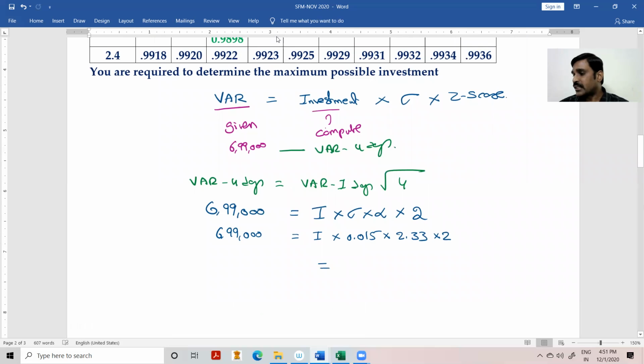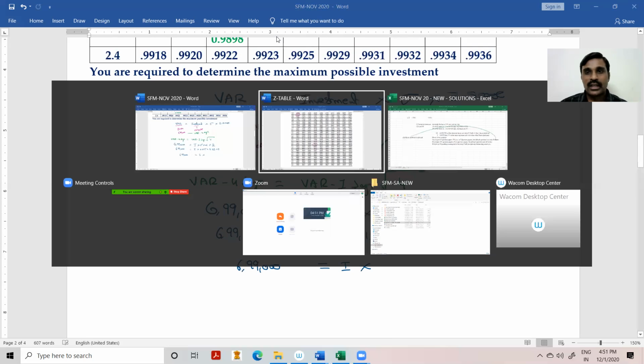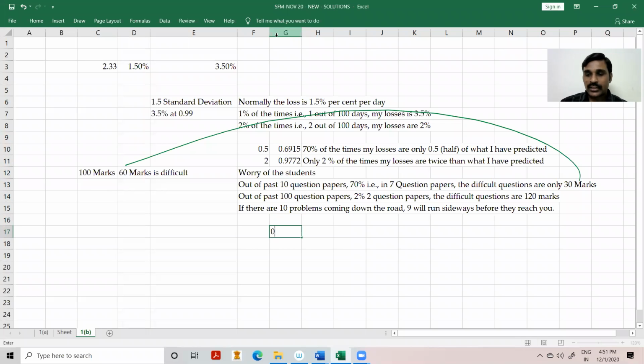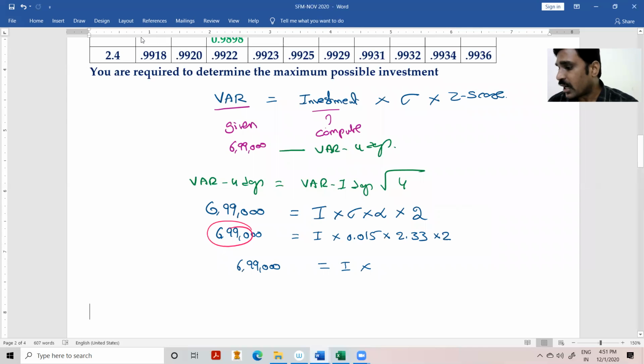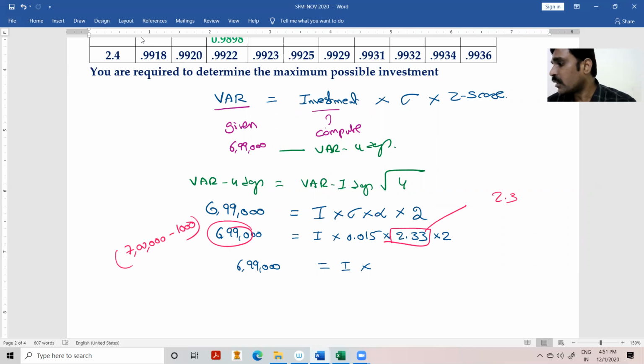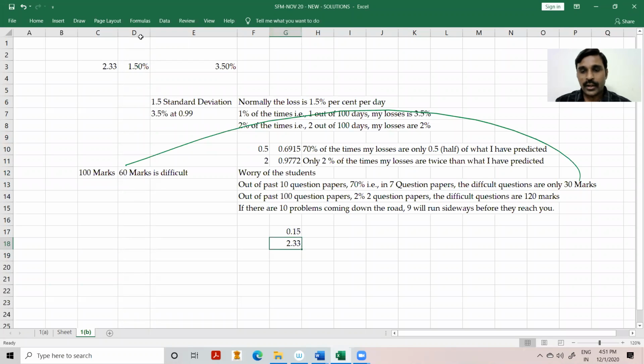Therefore, I'll write 6,99,000 is equal to I into, we have to multiply those figures. What are those figures? 0.015, 2.33, and 2. How did I get this 6,99,000? You can write a working note for this: 7 lakhs minus 1,000. How did I get this 2.33? 2.3 plus 0.03 gives 2.33. So 0.015 into 2.33 into 2. I need to multiply all the figures.